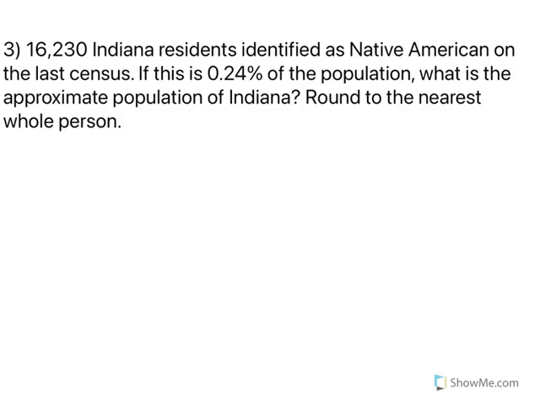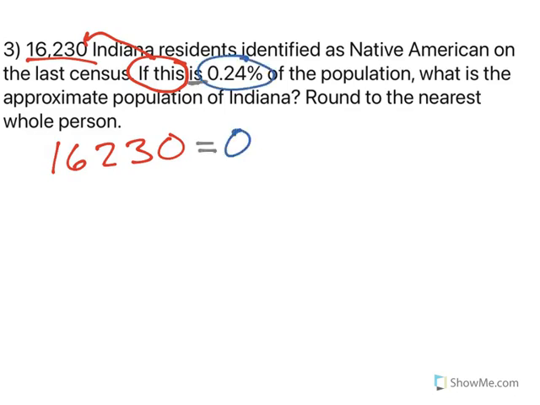Number 3, 16,230 Indiana residents identified as Native American on the last census. If this is 0.24% of the population, what is the approximate population of Indiana? Round to the nearest whole person. What does this tell us? Start with 16,230. This refers back to 16,230 means equals 0.24%, so 0.24% of, where of means to multiply, population.